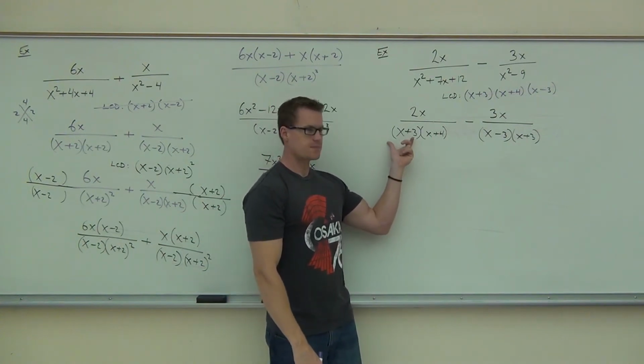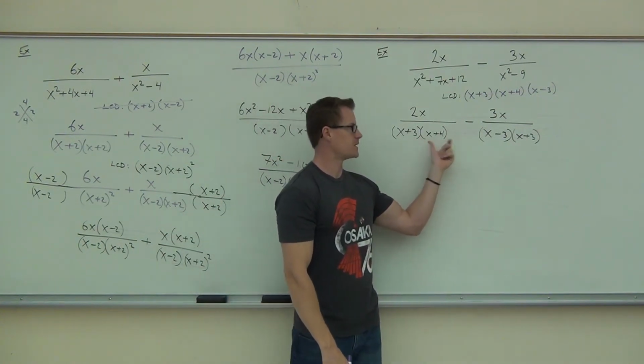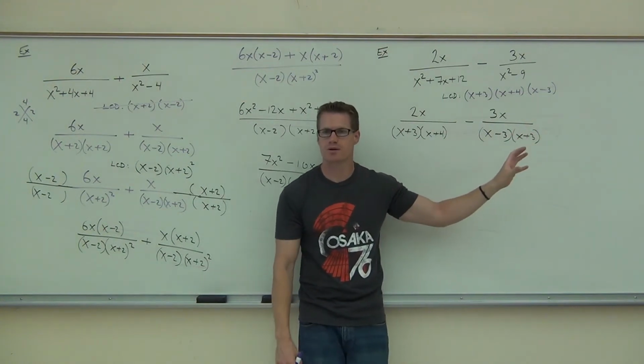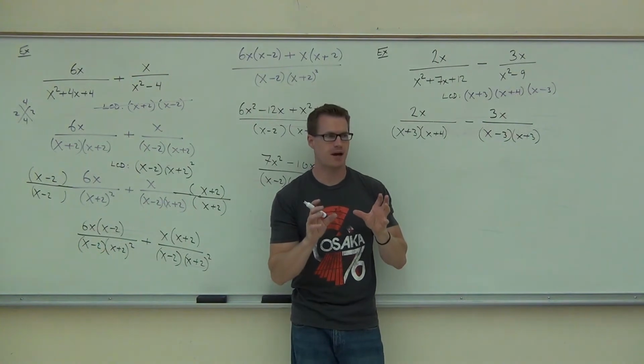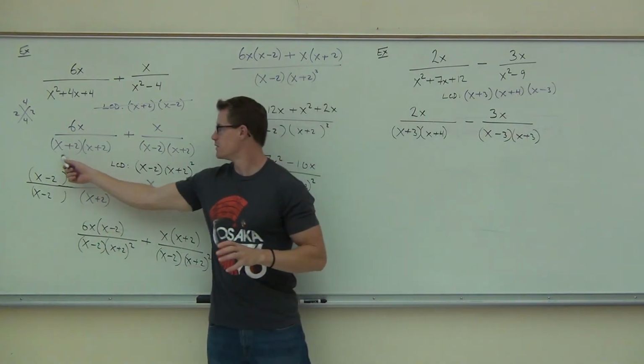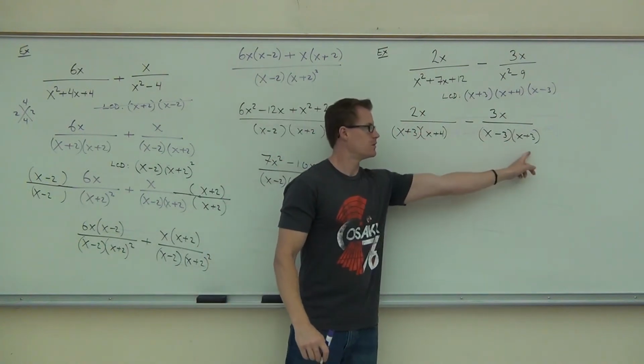Does it have the x plus 3? Yeah. x plus 4? Yeah. x minus 3? Yeah, it already had the x plus 3. We don't need a square up here because we didn't have two of the same factors on the same fraction. Here we did. Here we don't. They're different.